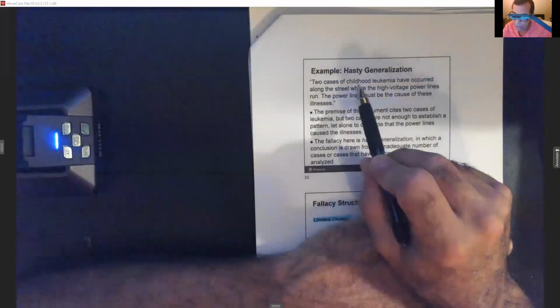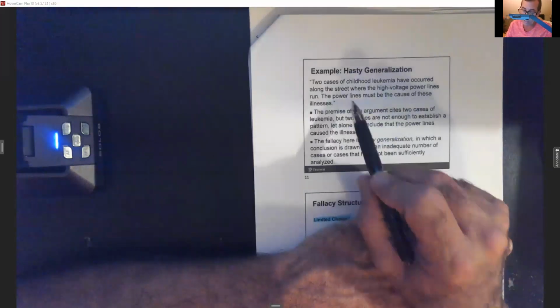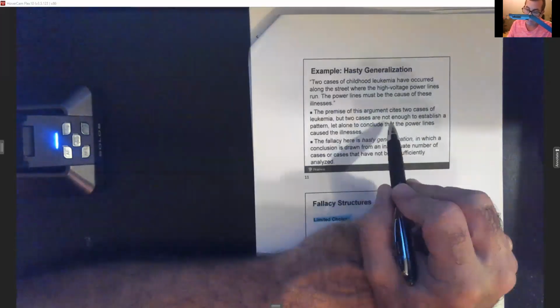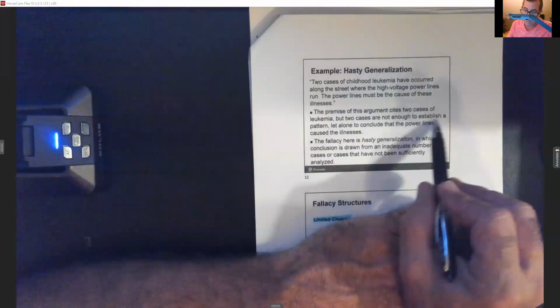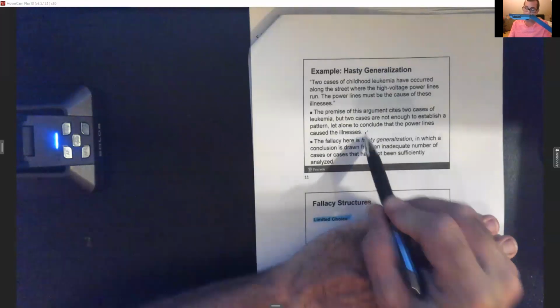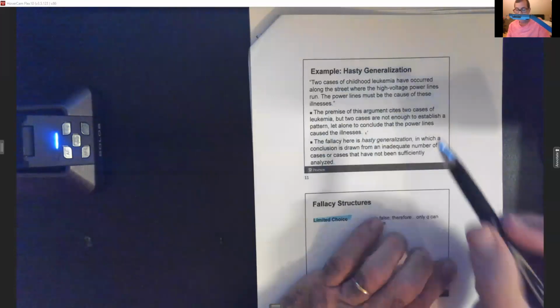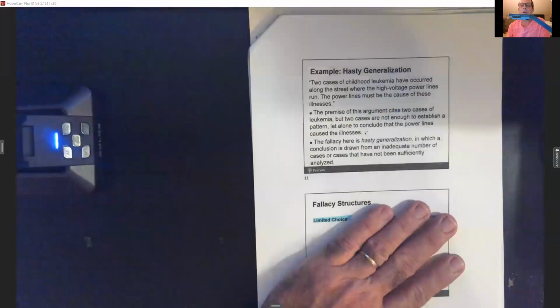Two cases of childhood leukemia have occurred along the street where the high voltage power lines run. So the power lines must be the cause of these illnesses. So the premise of the argument is the two cases of leukemia, but are two cases enough to establish a pattern, let alone to conclude that the power lines caused the illnesses, right? So just because two kids had leukemia, does that mean that the power lines caused that? So that's hasty generalization. You're saying, well, it happened to two people, so it must be causing it.